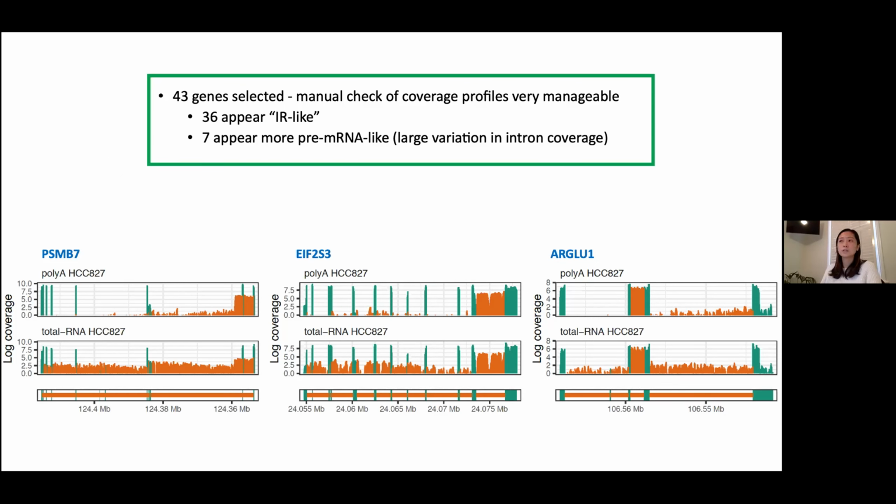So out of the 43 genes, 36 of them appear fairly intron retention-like, and we can go through each one of these using our Superintronic plots.